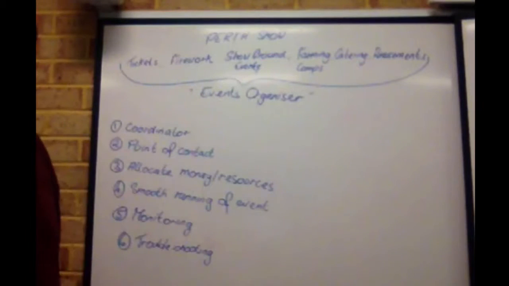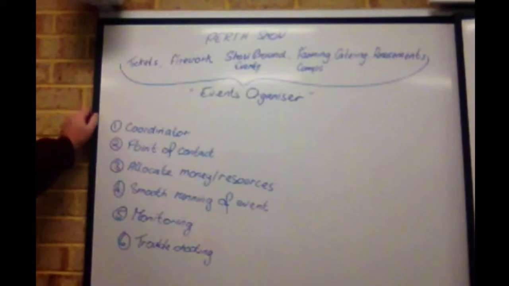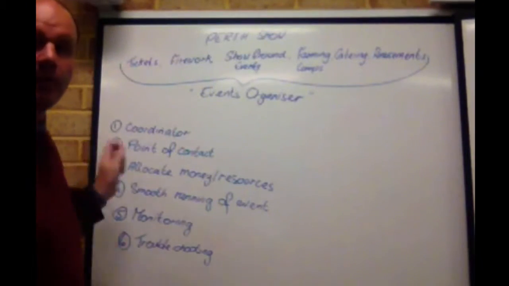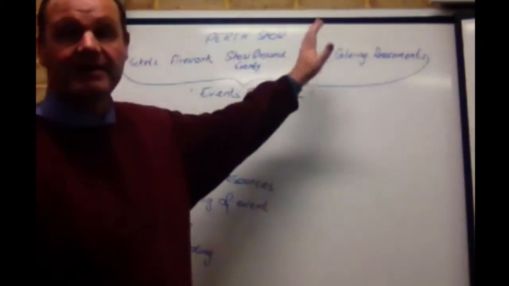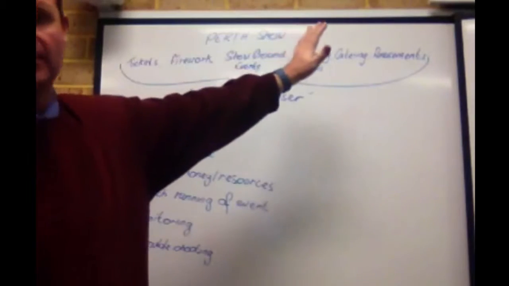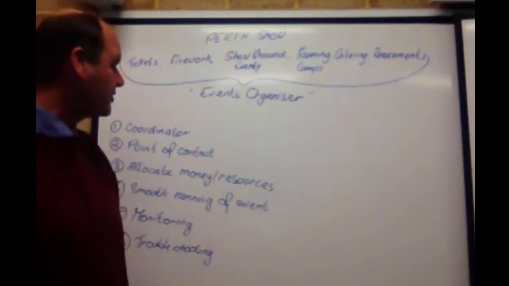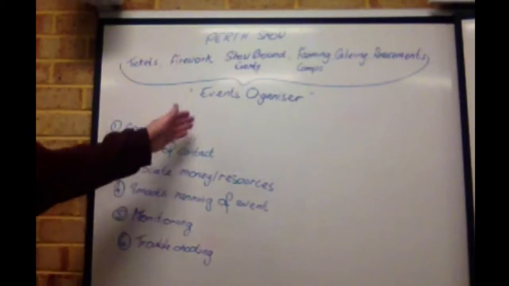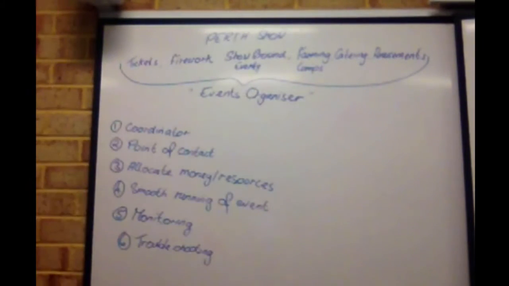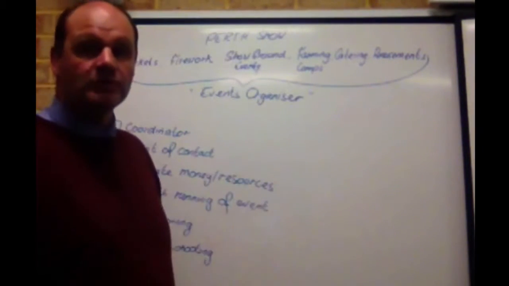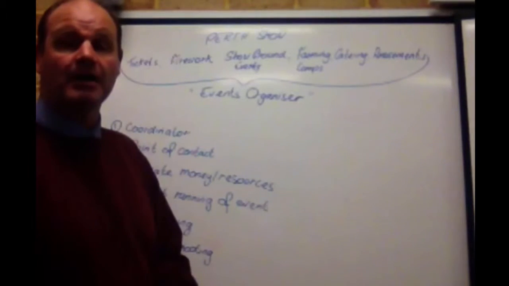The events organizer will have to think about coordinating lots of resources, lots of people, in order to be able to make something happen. They're going to probably be the point of contact. So all of the various elements of the Perth show, they have somebody whom they can talk to, point of contact. The events organizer and the committee they probably run will decide the allocation of money and resources which go to the various parts of the show.